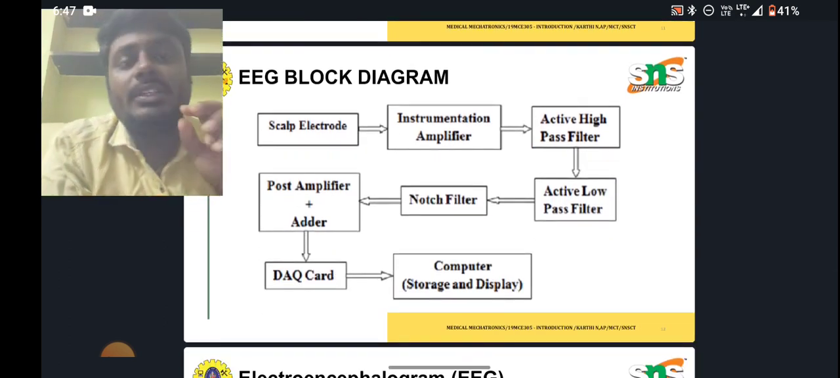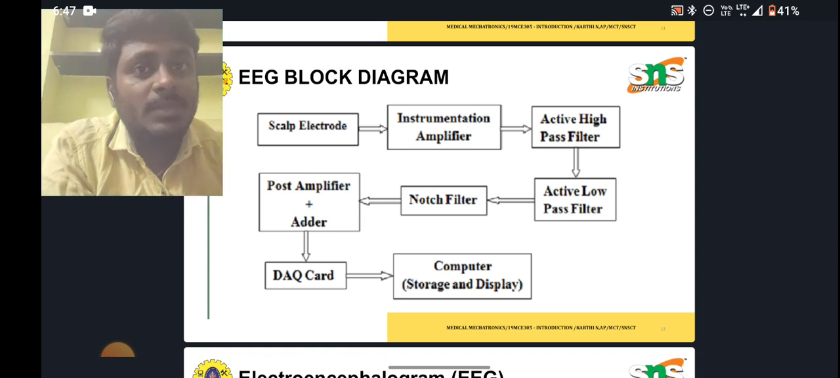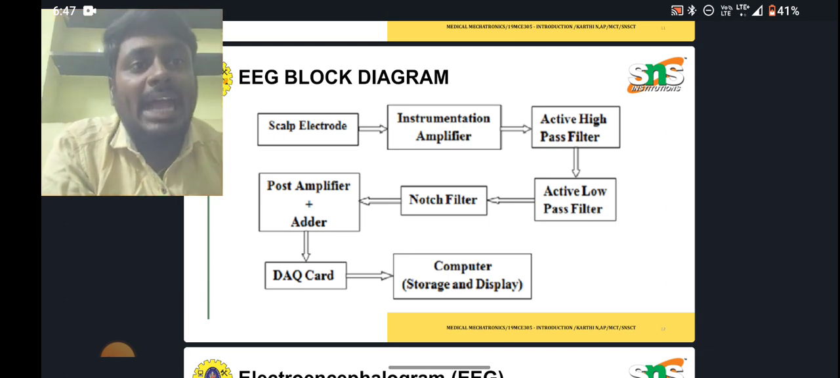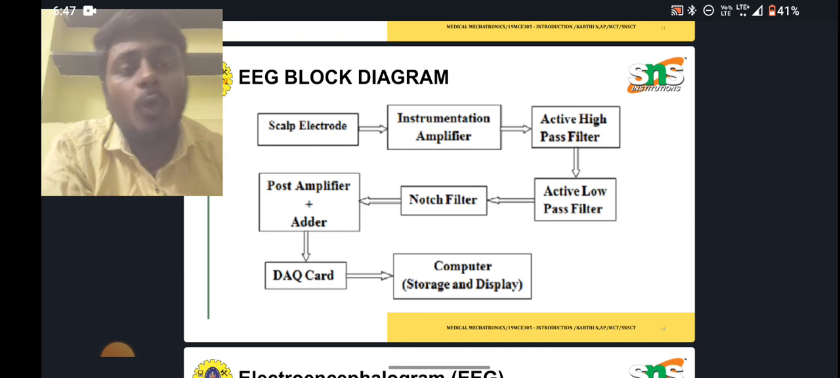The block diagram of an EEG shows the scalp electrodes which are placed directly on the head of the patient, connected to the instrumentation amplifier, active high pass filter, low pass filter and notch filter. The filters are used to eliminate the unwanted activity of the brain, and then it is connected to the amplifier and a DAC card. Through the computer we can get the output.